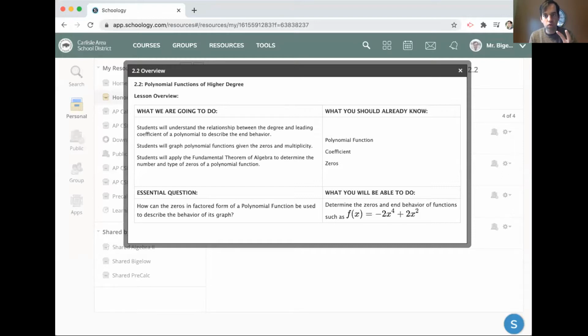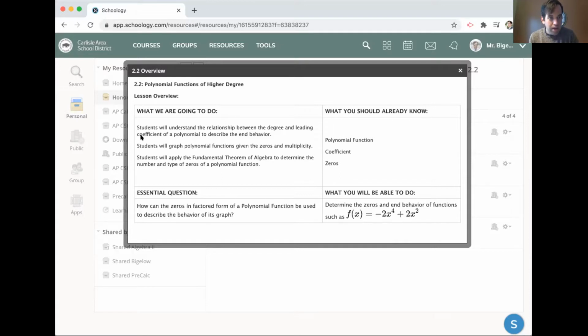It means that 2 is the highest exponent on an x in the polynomial. So polynomial functions of higher degree, which we're doing today, means exponents greater than 2. So we might be looking at x cubed functions or x to the fourth. You can see in this what will you be able to do section, at the end of this lesson, you'll be able to determine the zeros and the end behavior of functions such as this, which is with a degree of 4 because it has a 4 as the highest exponent.